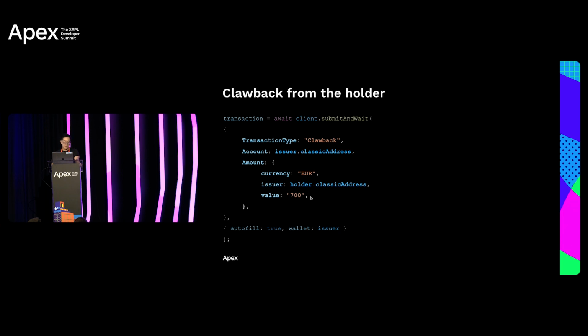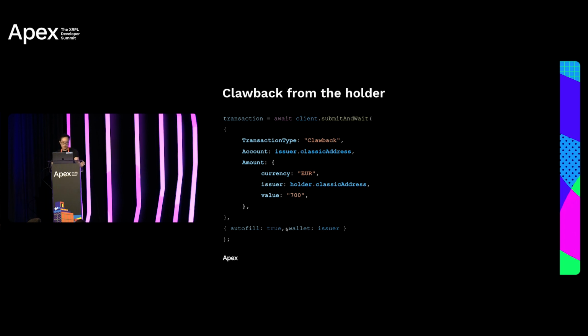And at last, let's say the issuer wants to claw back from the holder for a good reason. So here the issuer is submitting the clawback transaction, and in the amount field, they're saying that they want to take away 700 euro from the holder. There's also one small detail to keep in mind: in the issuer subfield here, we're actually placing the holder's address instead. So it's better to consult the documentation before using this.